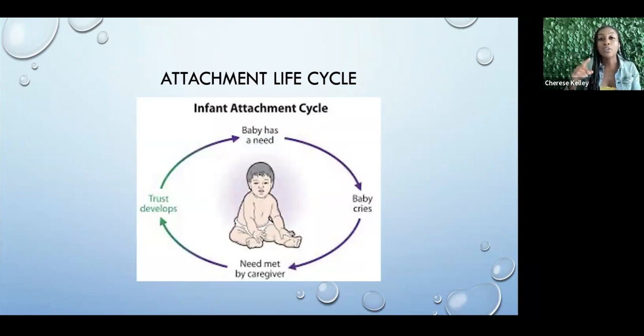The attachment life cycle is when baby's needs are either getting met or unmet. As you see in my example on the screen, baby has a need. Baby cries, need gets met, trust is developed, right? So when we talk about Erikson's trust or mistrust, it has everything to do with this attachment life cycle. Margaret Mahler, Ainsworth, Bowlby, and a little bit of Lorenz, they just exacerbated that.